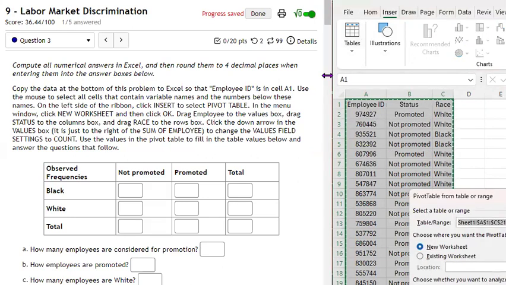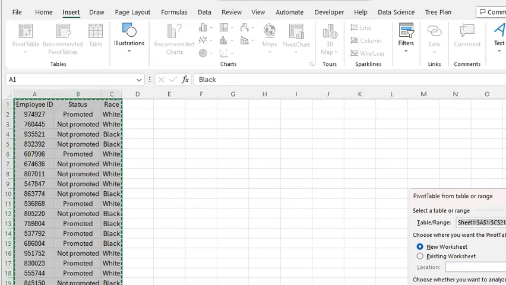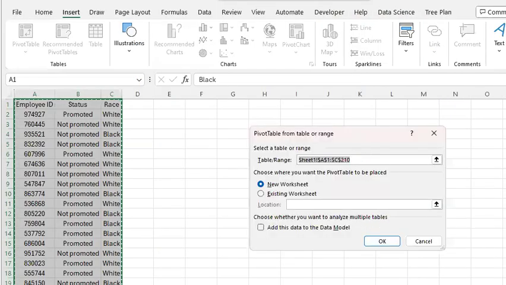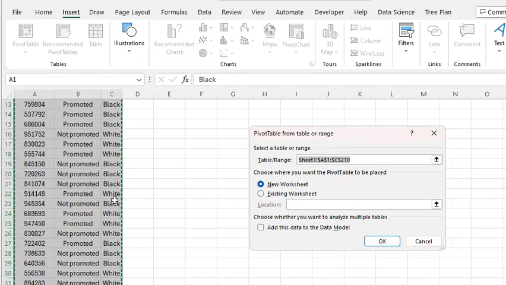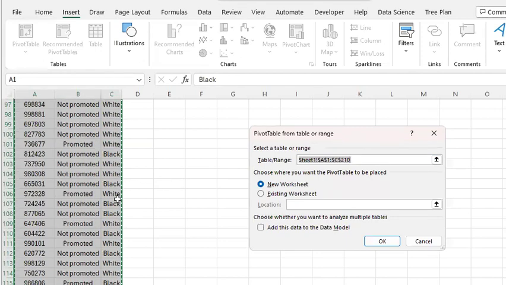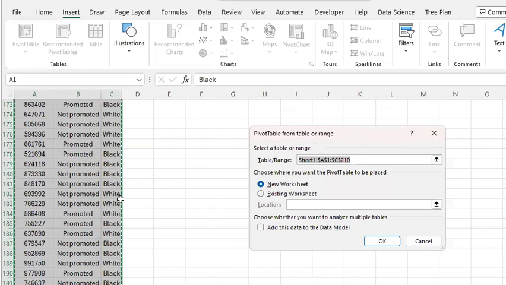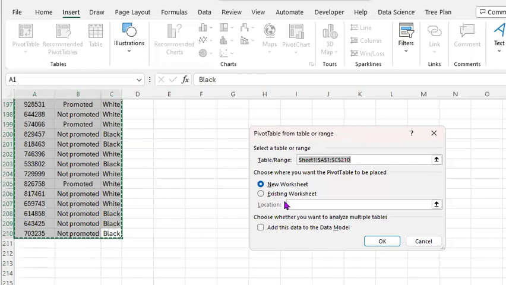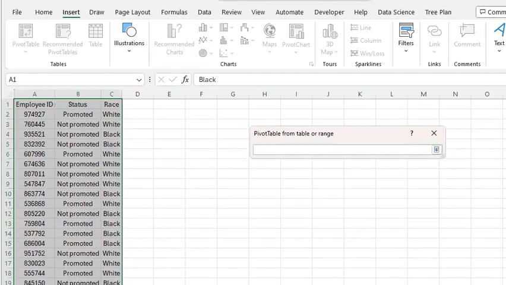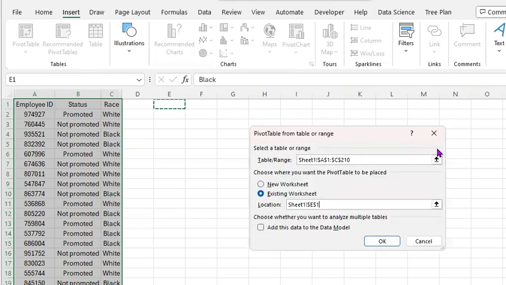And I'm going to pull this over here like this. Okay, so that's good. The table range. Make sure it's all highlighted. Make sure the Las Vegas sign is around the data. It is. We're going to put it in the existing worksheet, and we're going to put it at the very top here. I'm going to put it in E1. Then I'm going to click that, and then I'm going to click OK.